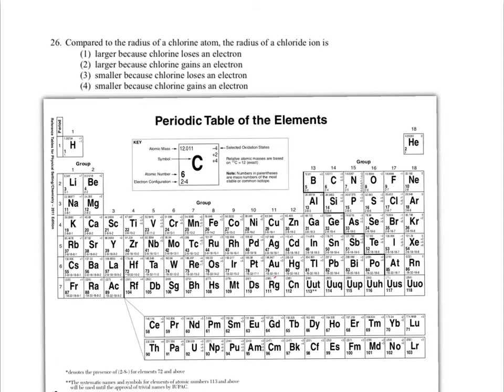Question number 26 asks us to compare the radius of a chlorine atom to that of a chlorine ion. Now, a chlorine atom has an electron configuration of 2,8,7, but a chlorine ion has a charge of -1. That means it gains 1 electron. So here, when we sum these electrons together, we get the electron configuration of 2,8,8. Whenever you gain anything, you always get larger.